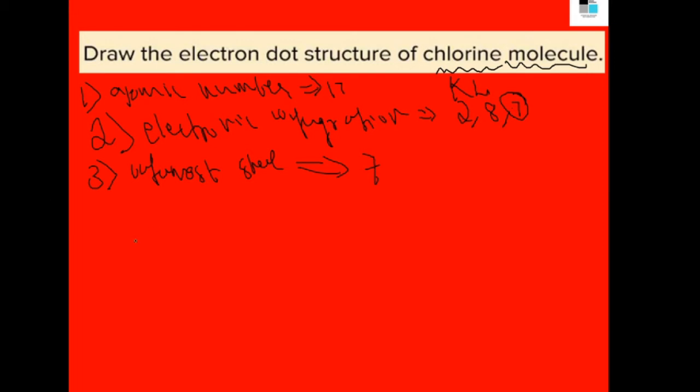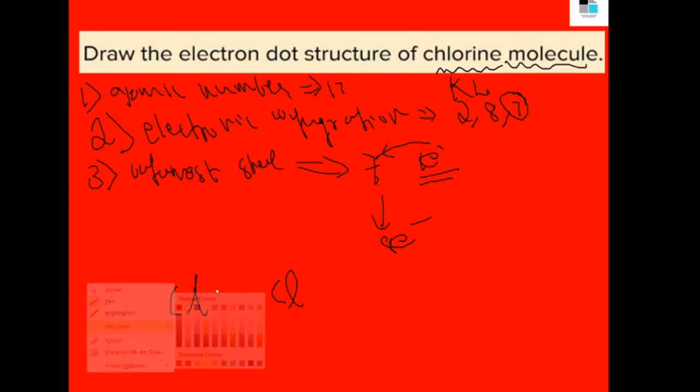Now, in order to become stable, how many electrons are required? It requires 8 electrons, but there are only 7 electrons. So it requires 1 more electron to have 8 electrons in total. So it would share with the other chlorine atom. So there are 2 chlorine atoms like this.